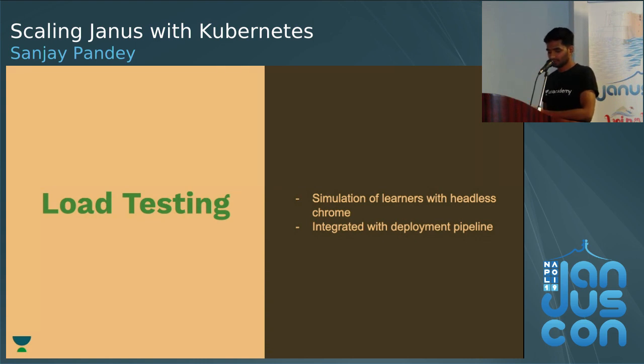So what we did was we simulated all the clients using headless Chrome, and then we automated the whole testing process, and we integrated this load testing into the deployment process. Whenever we make a new release or whenever a new Janus is released, we pull it, and the testing goes through the pipeline.